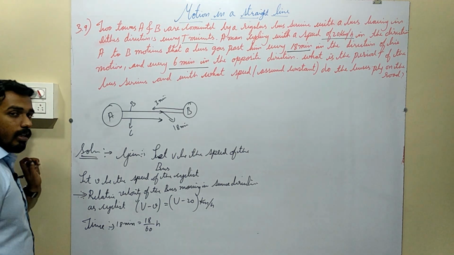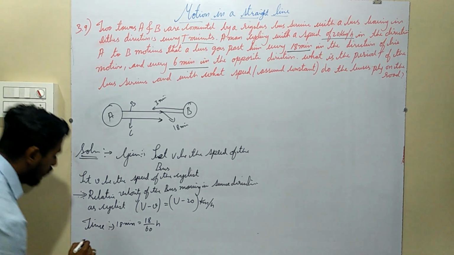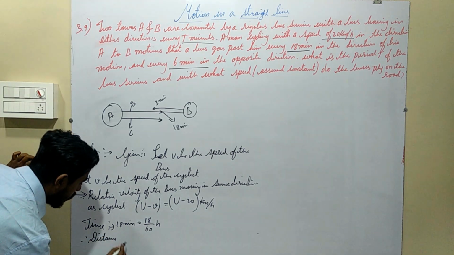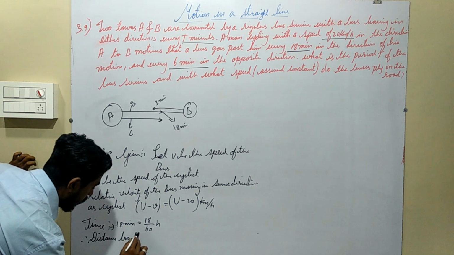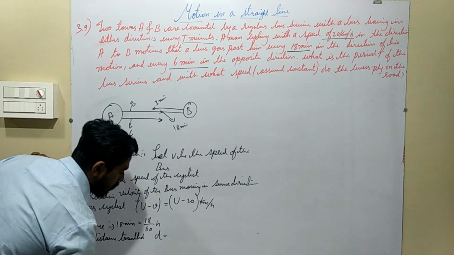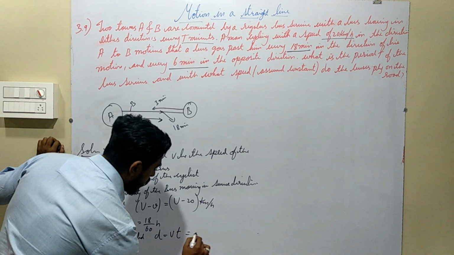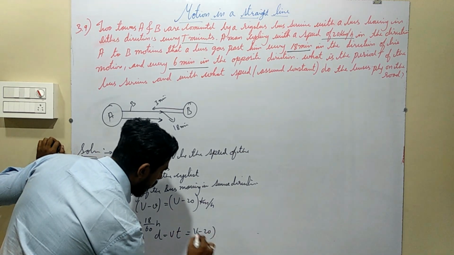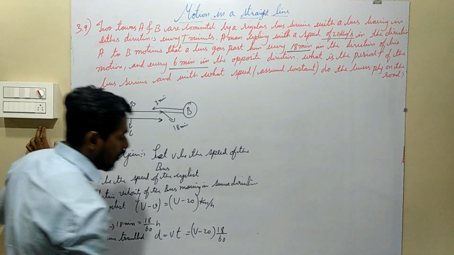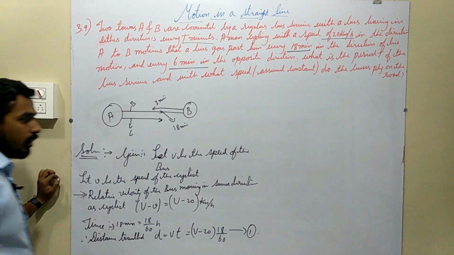Next one, let us first calculate the distance traveled by this. Therefore, distance traveled, we know that d is equal to v into t. Velocity we already have, that is v minus 20, and time is 18 by 60. So let us give this as equation 1. This is distance traveled d.